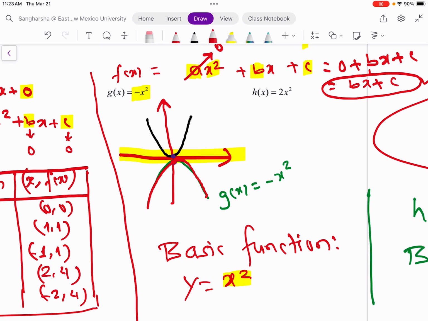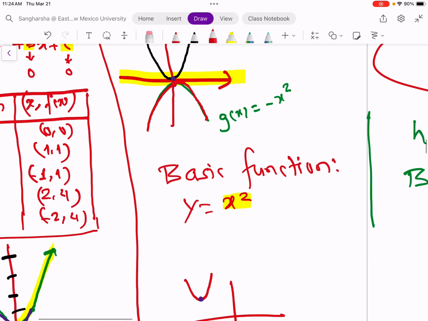We can call that a turning point, and that turning point is called the vertex. Whenever you talk about a parabola, there is always a vertex. It is the point where the graph changes its behavior from increasing to decreasing or decreasing to increasing. So this is the vertex.